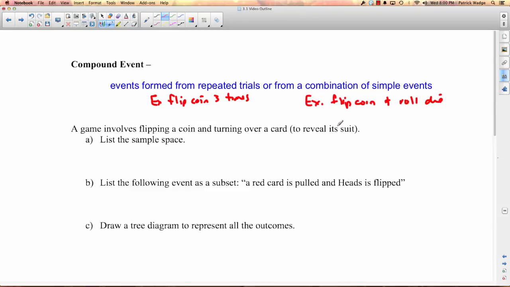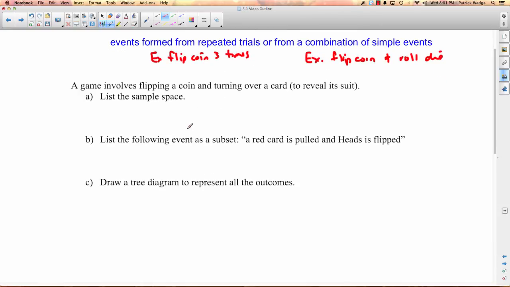These are 2 simple events, and you're doing both of them. Let's say you want to know the probability of flipping a coin and getting heads and rolling a die and getting an even number. You want to know the probability of both those things happening. So you did a lot of that stuff in grade 8. When you're solving those sorts of things, you often will use tree diagrams or tables or stuff like that. And we're going to do a little bit of that now.